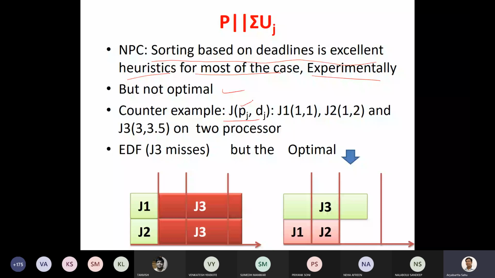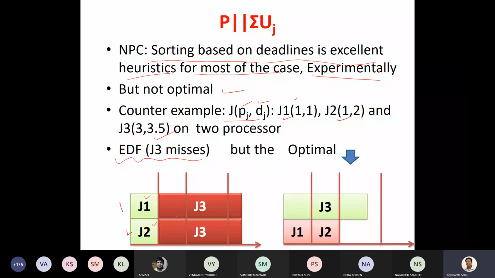Okay, so earliest deadline first, the EDF way. So sort based on deadline. If you sort based on deadline, which tasks will be scheduled first? So J1, J2, and J3. Based on this order, we will schedule. So J1 got scheduled, J2 got scheduled. Now, once J1 and J2 got scheduled on 2 machines, machine 1 and machine 2, the J3 task will miss the deadline. It will not get any option to schedule on any of the machines. J3 will miss the deadline on both machines. Even if scheduled on machine 1 or machine 2, it will miss the deadline.